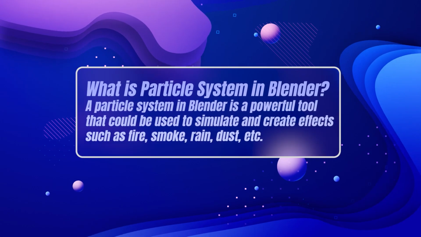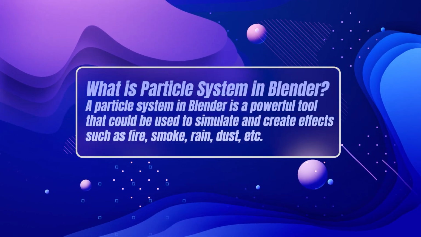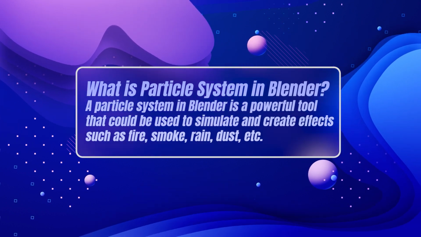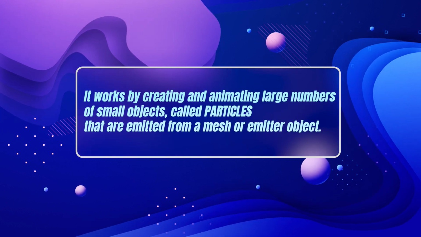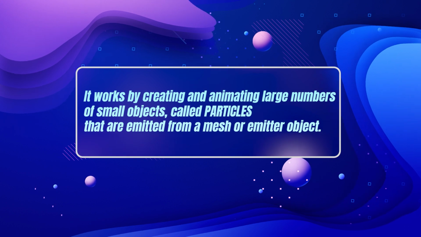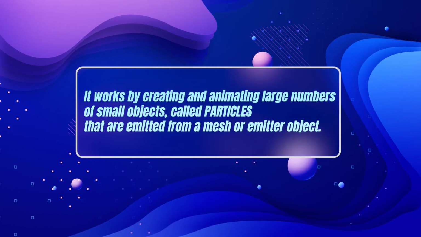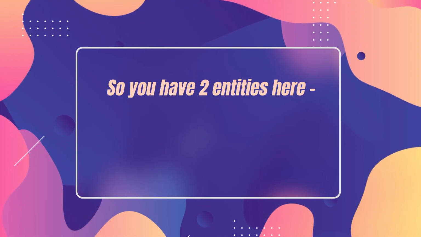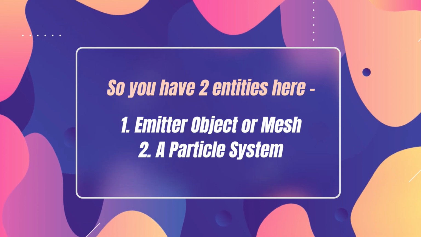A particle system in Blender is a powerful tool that could be used to simulate and create effects such as fire, smoke, rain, dust, etc. It works by creating and animating a large number of small objects called particles that are emitted from a mesh or an emitter object. So you have two entities here, the emitter object or the mesh and a particle system.